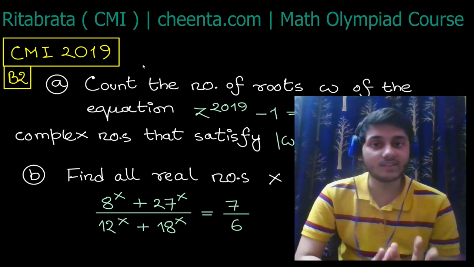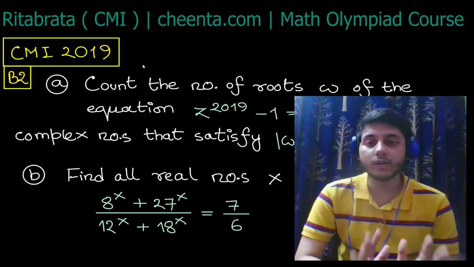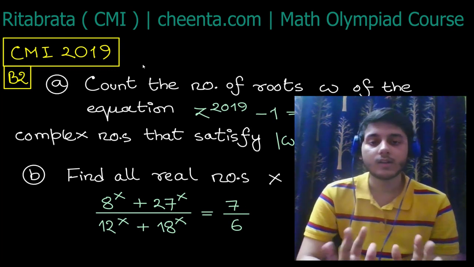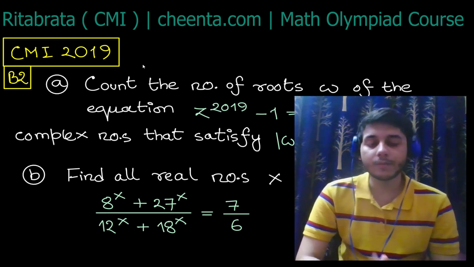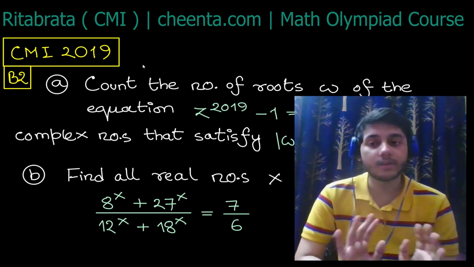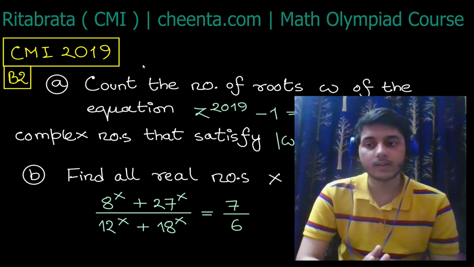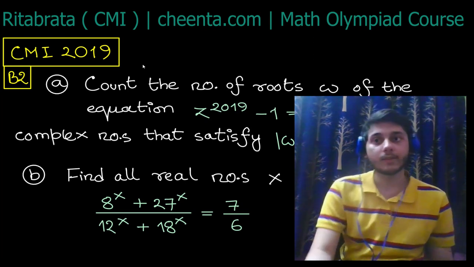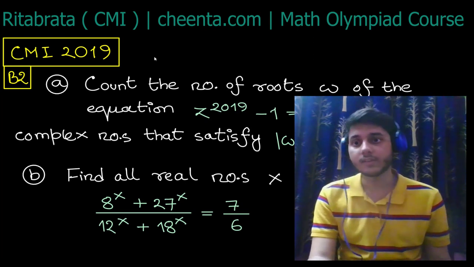The first question says we have to find all 2019th roots of unity such that they satisfy mod of omega plus 1 is greater than or equal to root over 2 plus root 2. And for the second question, I have to find all real numbers x such that 8 to the power x plus 27 to the power x divided by 12 to the power x plus 18 to the power x should be 7 by 6. So let's do this out.